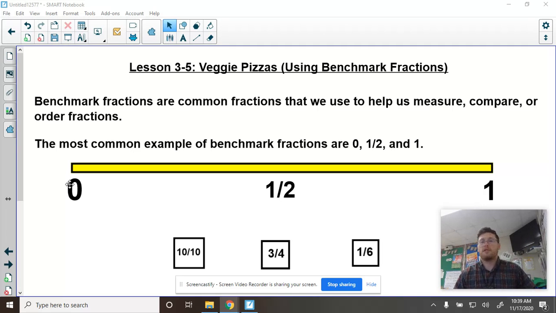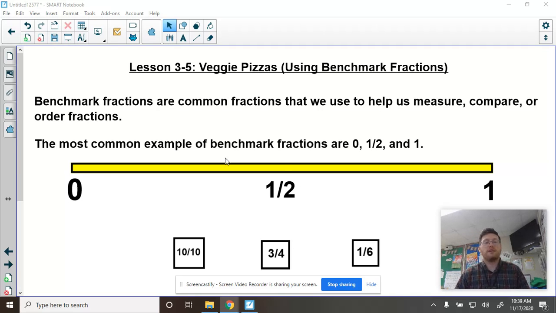So 0 fourths, there's nothing there. 4 fourths, the whole thing is there. And then half would be, what's half of 4? Well, in that case, it's going to be 2. So 2 fourths. So this is really going to be 2 fourths over here. So let's look at our 3 fractions down at the bottom, and we're going to order these based on where they would appear on my number line.